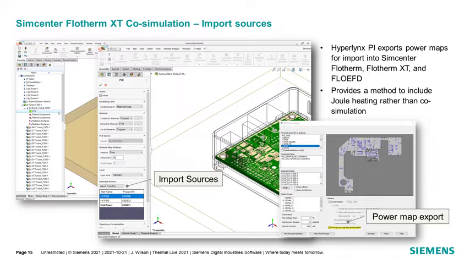I mean, a co-simulation does require Hyperlinks PI to be installed on a machine. The actual analysis time for Hyperlinks PI is a few seconds, maybe 10 seconds to actually perform that analysis. Again, it depends on the size of the board and the traces you're simulating, but it's a very quick analysis. So if you don't have Hyperlinks PI, you could always use a power map file to apply the powers and then improve your temperature prediction by including that kind of self-heating of the printed circuit board.